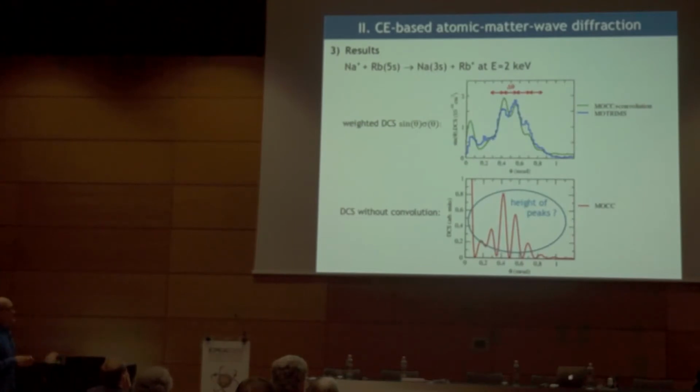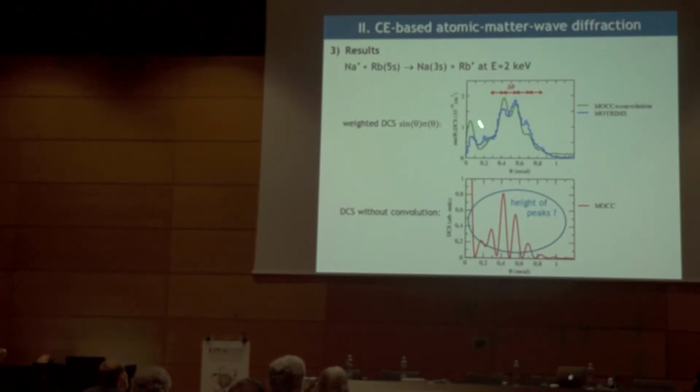So now, let's turn to the results. Even though we have measured and computed a lot of cross-sections, I illustrate our findings in the case of electron capture from rubidium 5s to sodium 3s at 2 keV energy. In this first plot, I plot as a function of theta, the deflection angle, the weighted DCS. That is the DCS multiplied by the sine of theta, because it directly corresponds to the number of counts in the experiment. And we see that the agreement between the theory and the experiment is quite good.